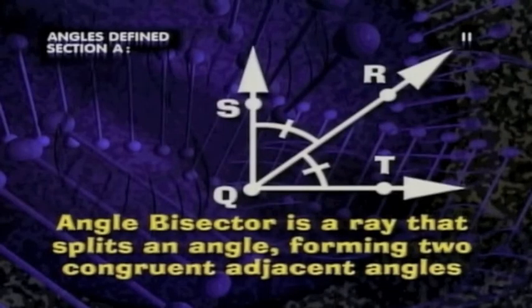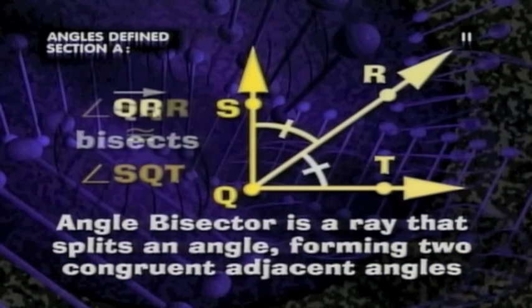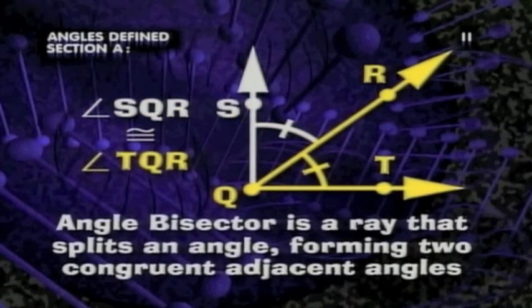An angle bisector is a ray that splits an angle smack dab in the middle, forming two congruent adjacent angles. Here, ray QR bisects angle SQT. Angle SQR is congruent to angle TQR. Note the curve symbol inside of each of the angles. If there's a slash in each one, then that means the angles are congruent.